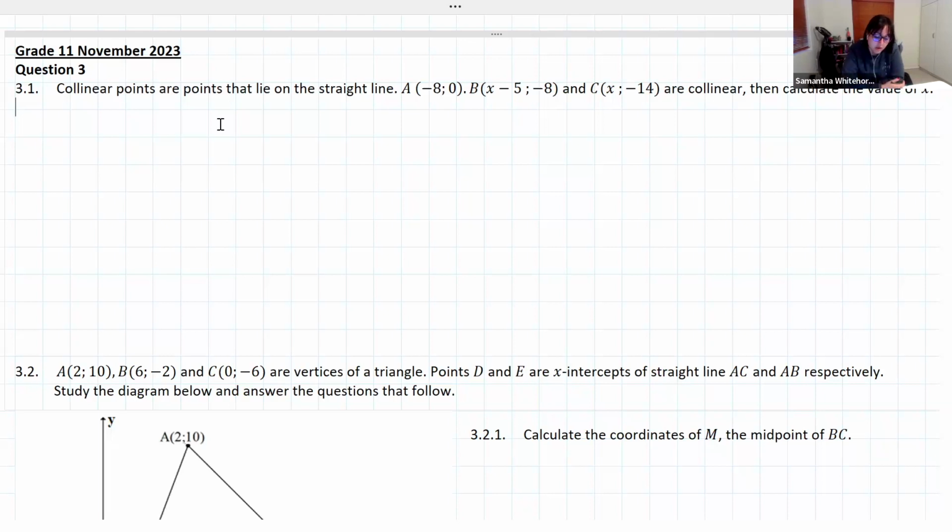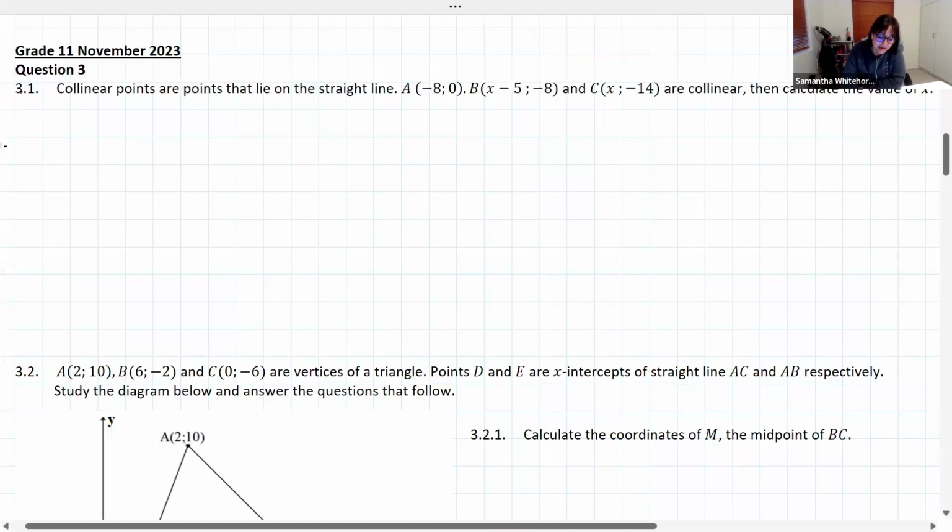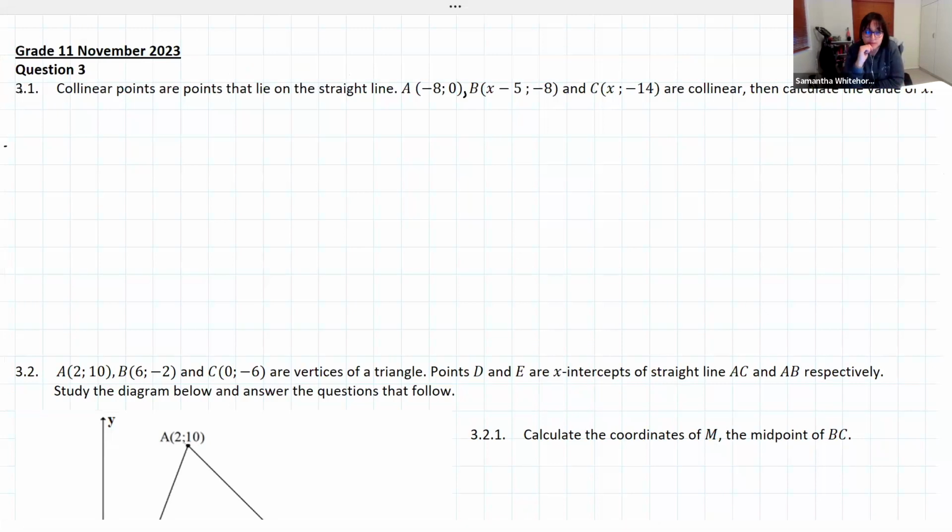Okay, so collinear points are points that lie on a straight line. A at -8, 0, B, x -5, x -5, -8, and C, x -14 are collinear. Calculate the value of x. My English here is shocking, so we're just going to pretend that I can't speak English. We're just going to go with it. But basically, I'm saying these 3 points are collinear. Calculate the value of x. Now, that's wonderful. What does collinear mean?